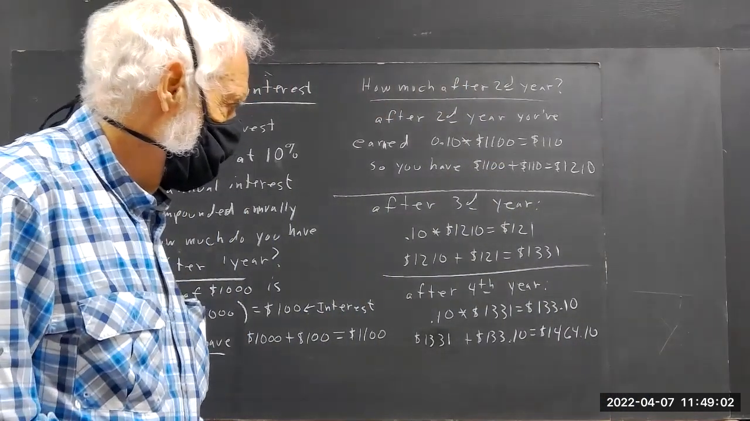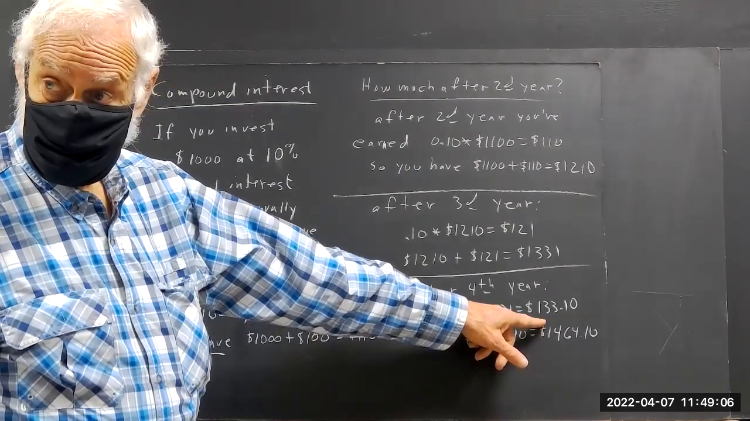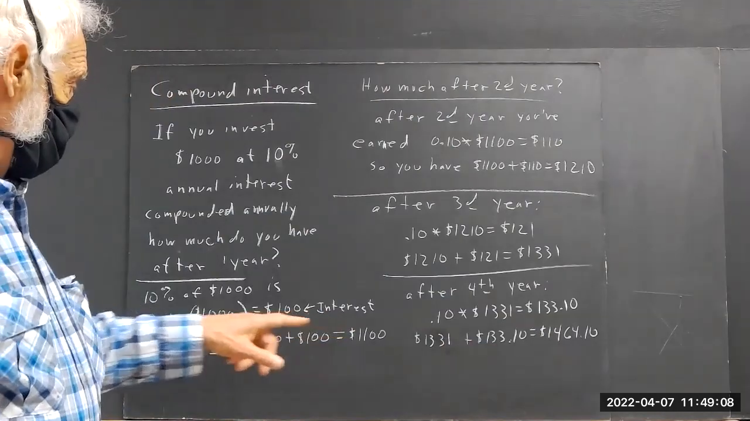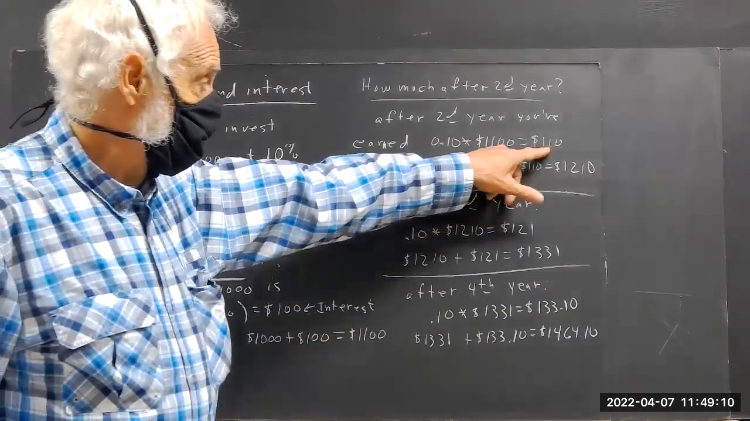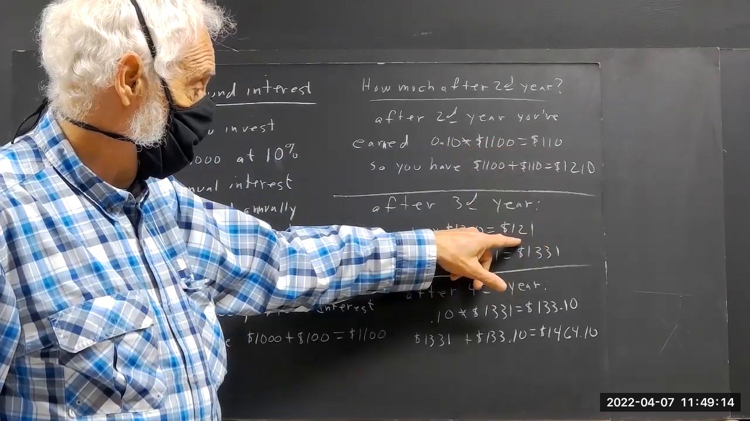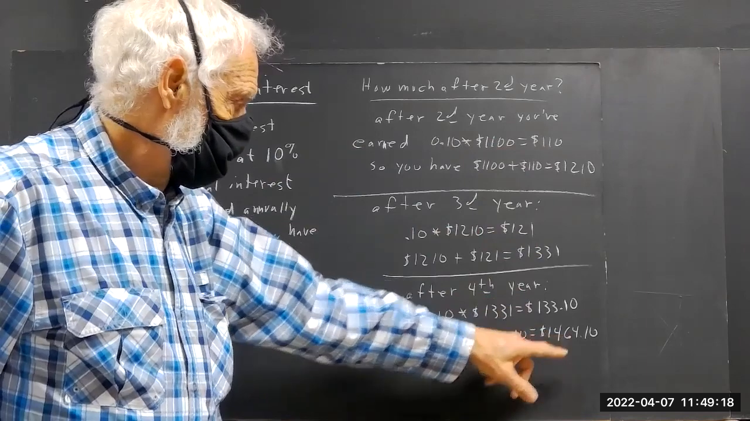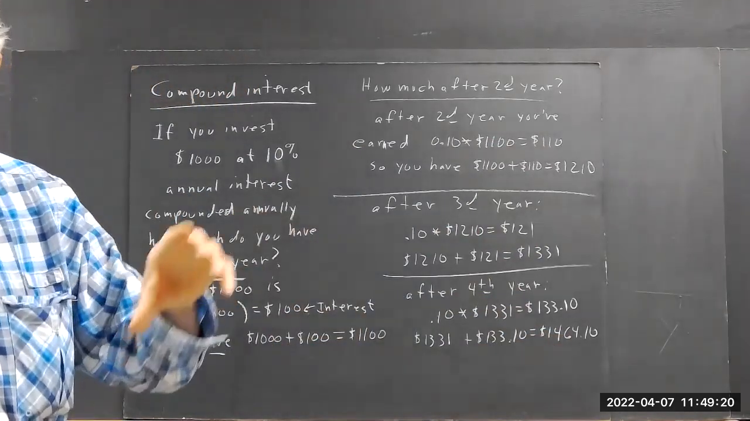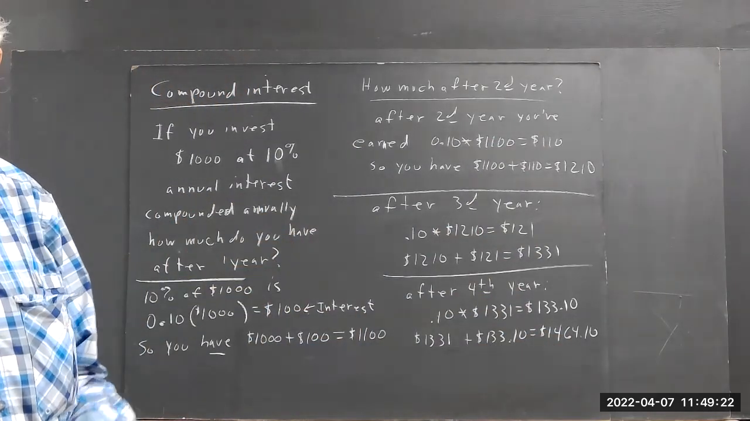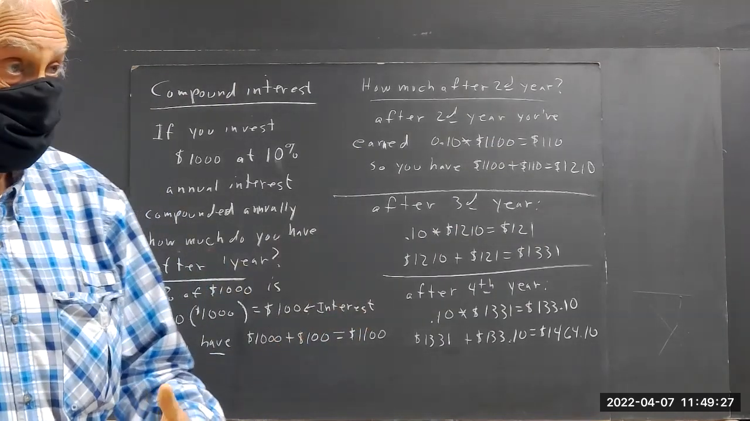Okay. Now you see, every year you're earning more, right? First year you earn $100. Second year you earn 110. Then you jump up to 121. Then jump up to 133.10. So your amount is increasing faster and faster. As a matter of fact, your amount is increasing exponentially.